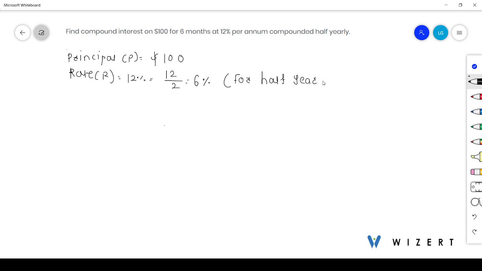Then we have to calculate the compound interest for the time 6 months. So it is 6 by 12 into 2, that is 1. Means it is half year.